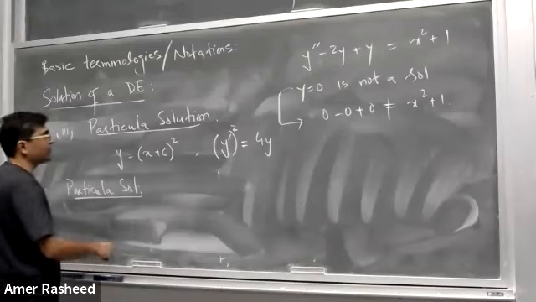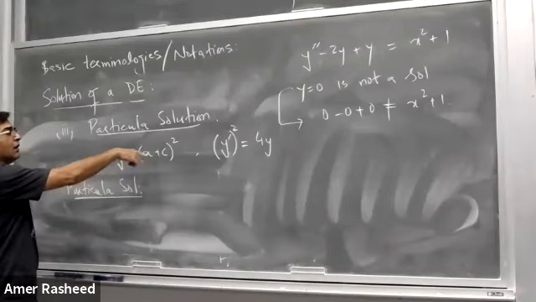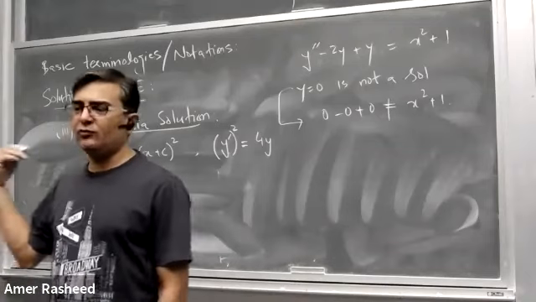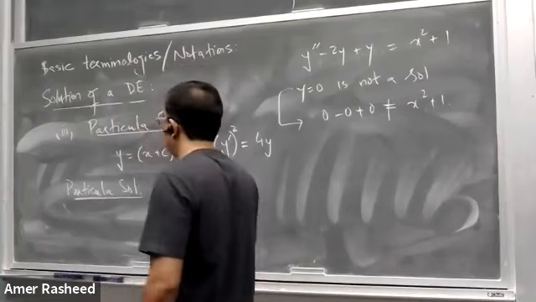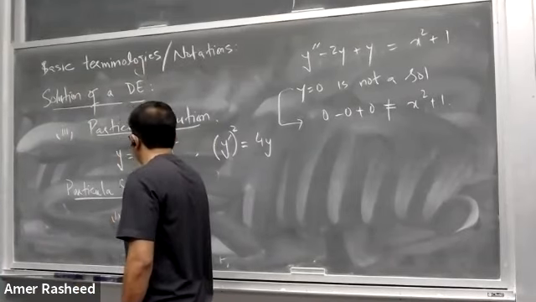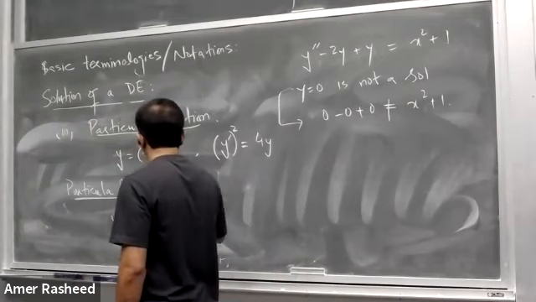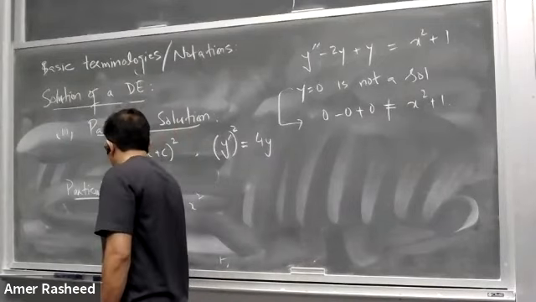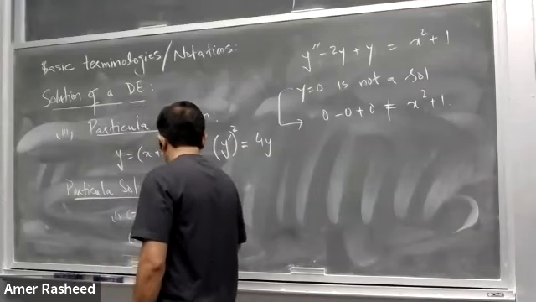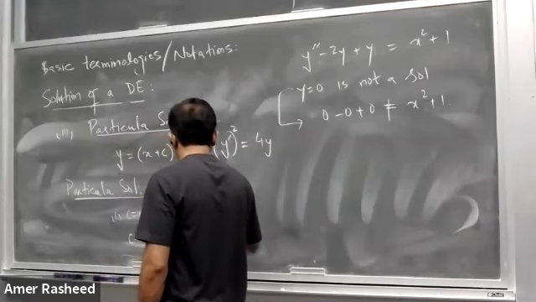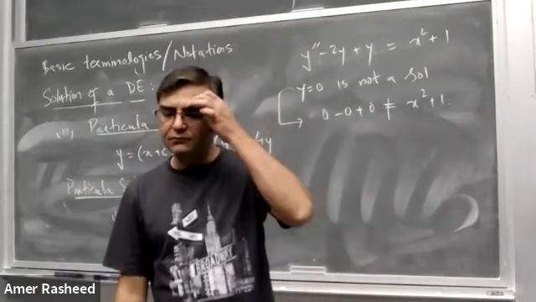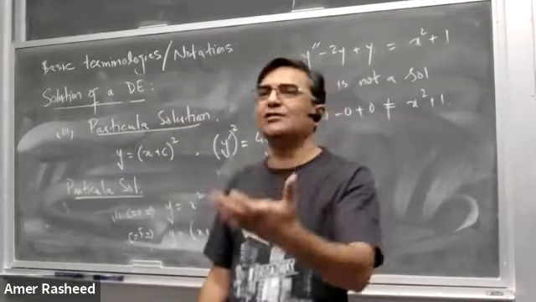A particular solution is a solution which can be obtained by assigning a particular value to C in this one parameter family of solution. If you take the value of C as 0, you get a solution which is x square. If you take the value of C as 5, you get another solution which is x plus 5 whole square. All these solutions are called particular solutions.